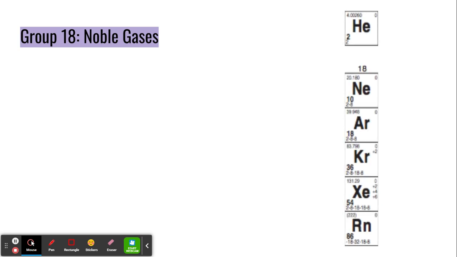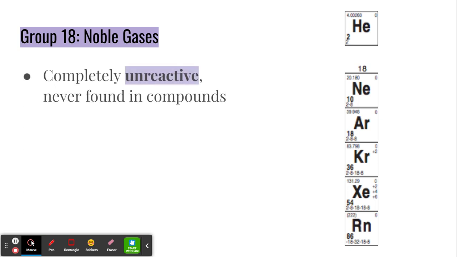Noble gases are the most rightward group on the periodic table. They are completely unreactive. Since noble gases have a full outermost principal energy level, they have no electrostatic reason, so to speak, to gain or lose electrons. Thus, they will not be found in compounds in nature.